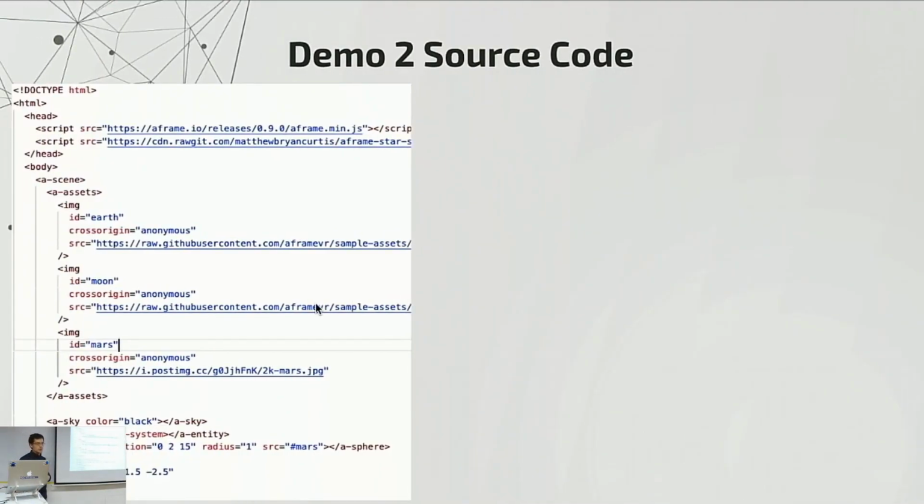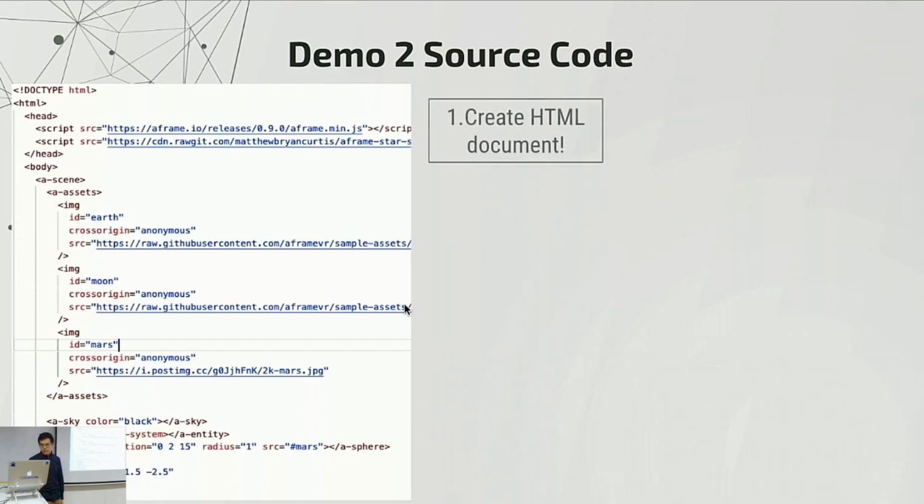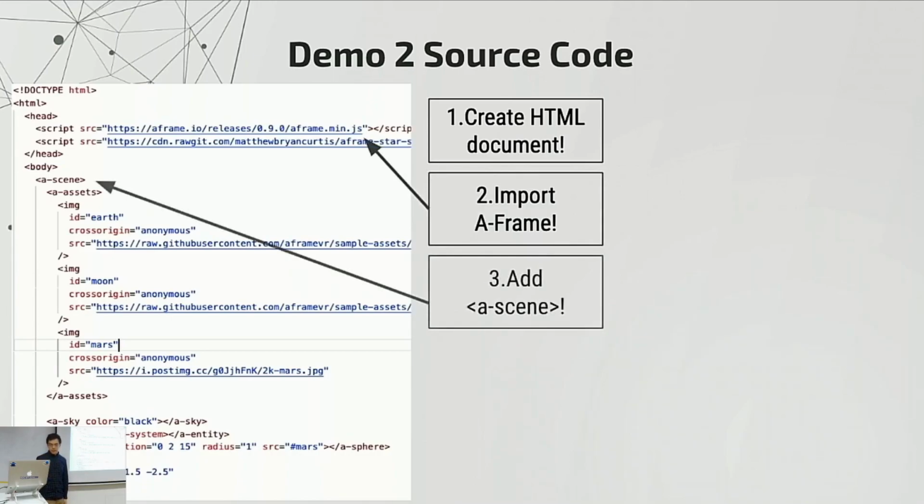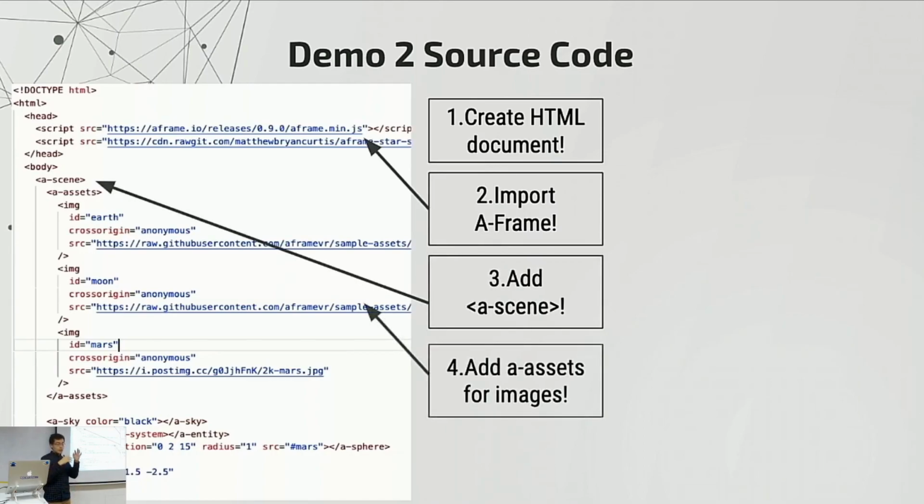So here's some of the source code I did. Let's go with the steps I said in getting started. So first, we create the HTML document. Second, we import A-Frame in the head. Third, we add a scene to render everything. Fourth, we add assets. So in this case, I added textures as images.